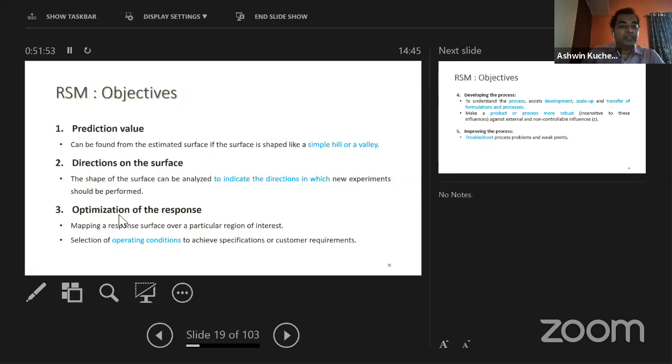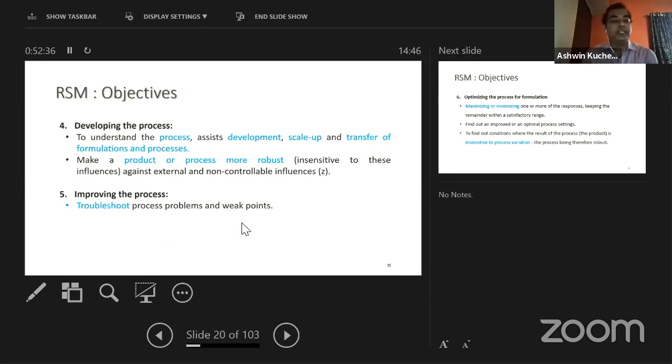The third objective is optimization of the response. Mapping a response surface over a particular region of interest, selecting an operating condition to achieve specification or customer requirements. If I want to do response surface methodology for a redevelopment product, and I know where the feedback was, and I want to redevelop a product, I should first consider where my operating condition was, or where it should be. It should be inferior or superior. It should be near the optimum zone or away from the optimum zone. This I should map first against the customer requirements. So that is called optimization of response.